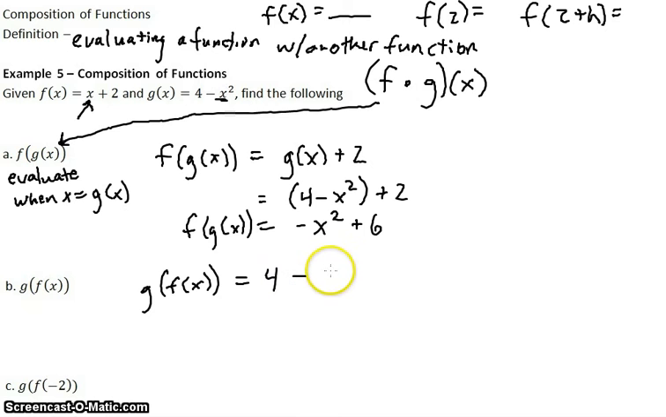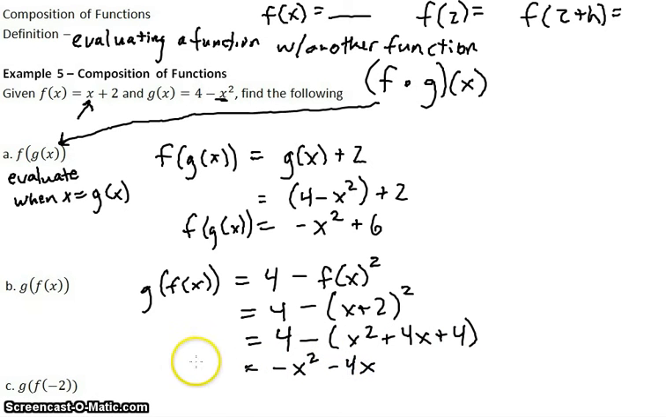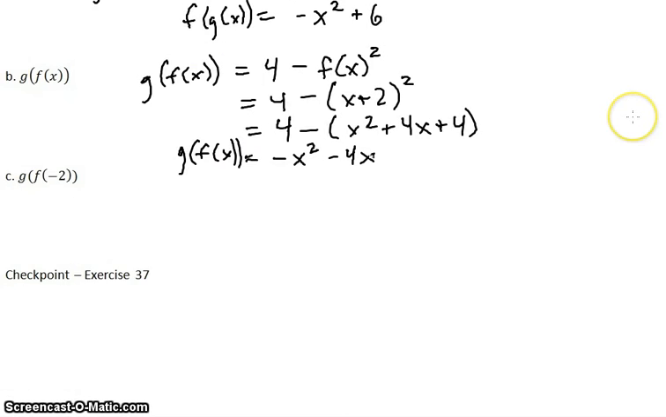So instead it's going to be 4 minus f of x squared, or 4 minus x plus 2 squared, which is equal to 4 minus, if I square all that out, I get x squared plus 4x plus 4. Combining like terms, the 4 and the minus 4 cancel each other out. I'm left with negative x squared minus 4x. And there's my newly defined function replacing x in g of x with f of x.